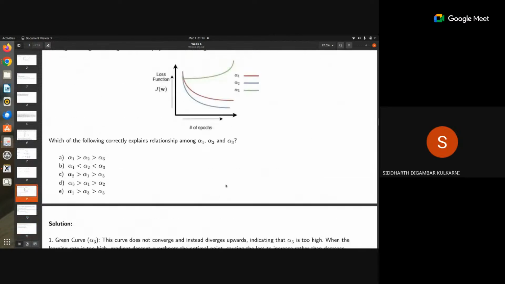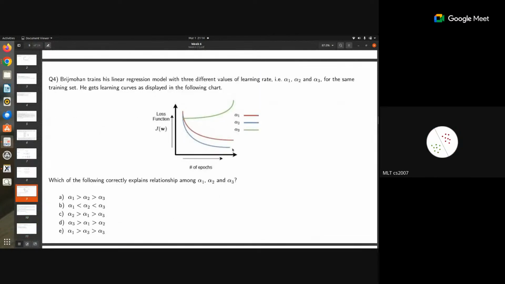Sir, alpha 2, can you show the alpha 2 curve again? It's the blue one. Blue curve, okay. That is actually giving the optimal.